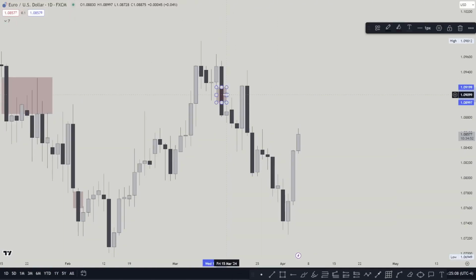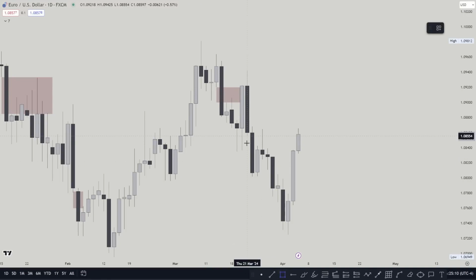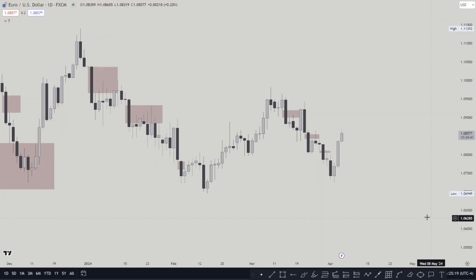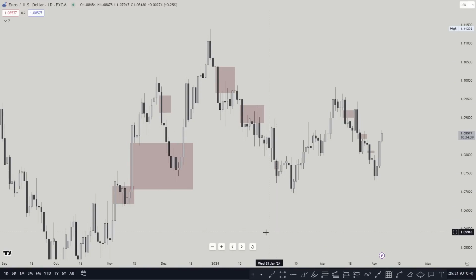We have this fair value gap here, and we also have this one, as well as the last one that we're having, right here. So this is the current price action in Euro Dollar. Now those are your daily fair value gaps. You could have drawn more, but I don't want to draw all of the unnecessary fair value gaps. I want to make it clear and short. So this is your daily fair value gap.